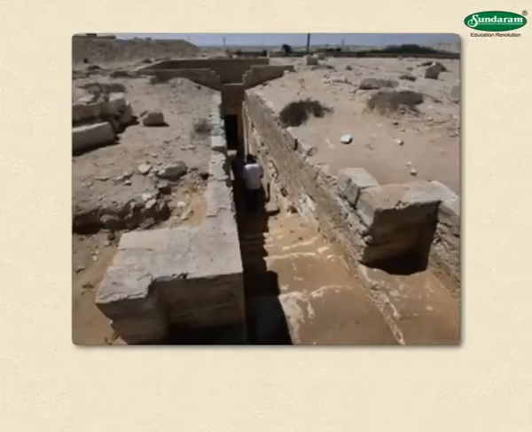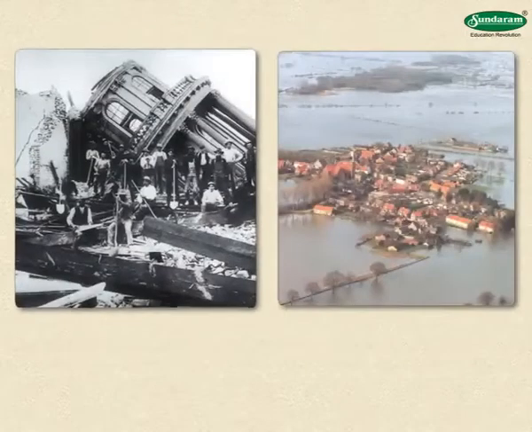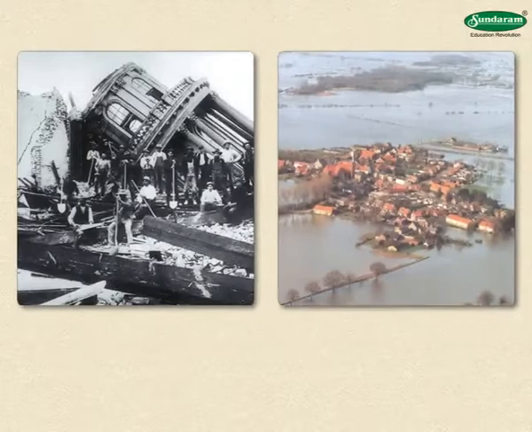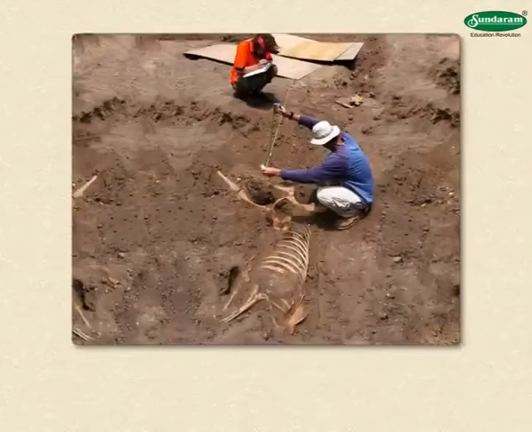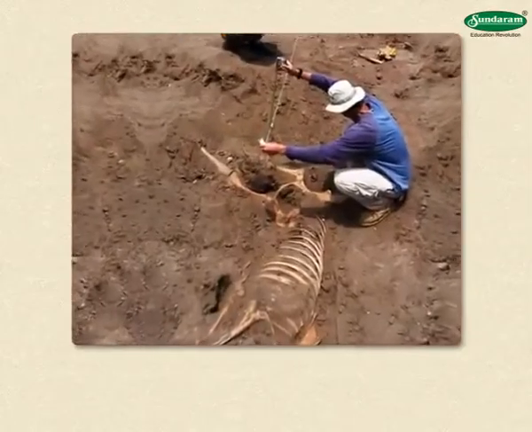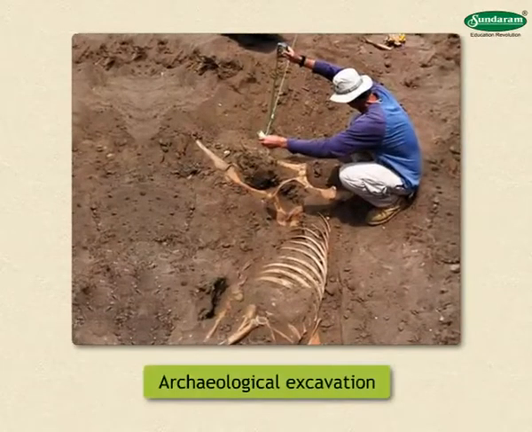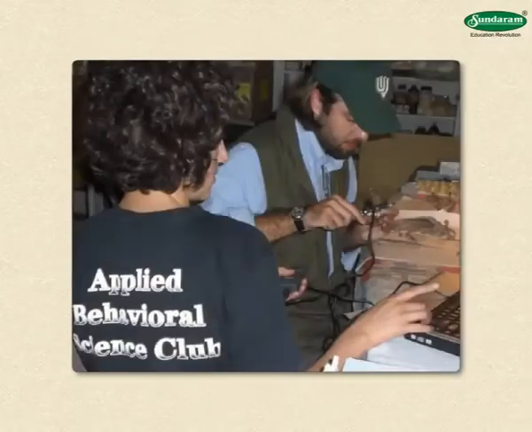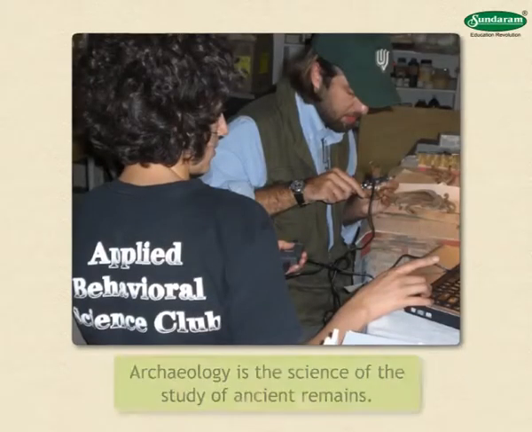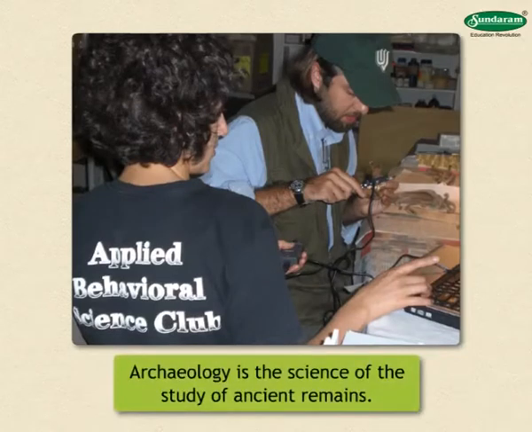Some of the historical remains are found buried under the ground due to earthquakes, floods, or other reasons. Scientific methods are used to dig them out intact. This is known as archaeological excavation. The excavated remains are studied using scientific methods. Archaeology is the science of the study of ancient remains.